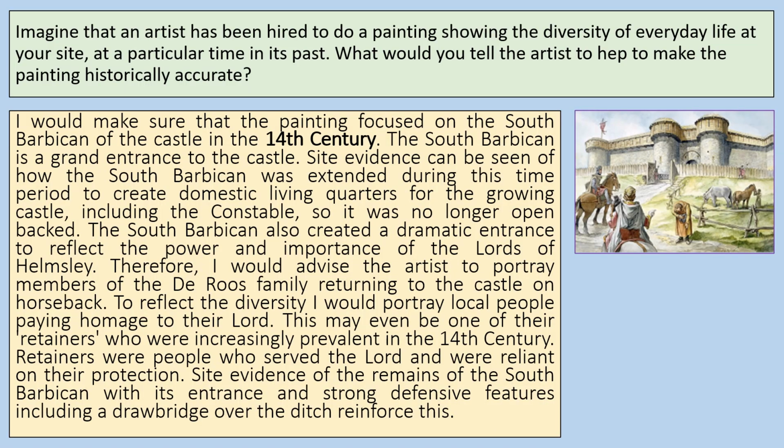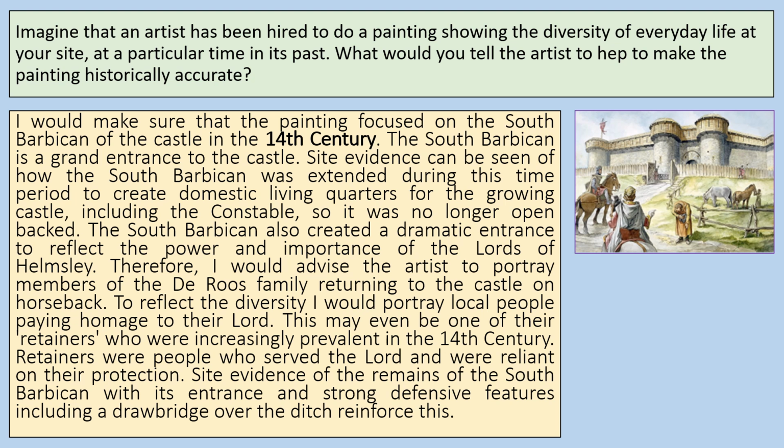So we'll just have a look at a couple of example answers for this question. Remember, if it's about diversity, it's got to have different people in it. So you could use something like this, and it's got to be rooted in site evidence, remember. I would make sure that the painting focused on the south barbican of the castle in the 14th century. The south barbican is a grand entrance to the castle. Site evidence can be seen of how the south barbican was extended during this time period to create domestic living quarters for the growing castle, including the constable, so it was no longer open-backed. The south barbican also created a dramatic entrance to reflect the power and importance of the lords of Helmsley. Therefore, I would advise the artist to portray members of the De Roos family returning to the castle on horseback.